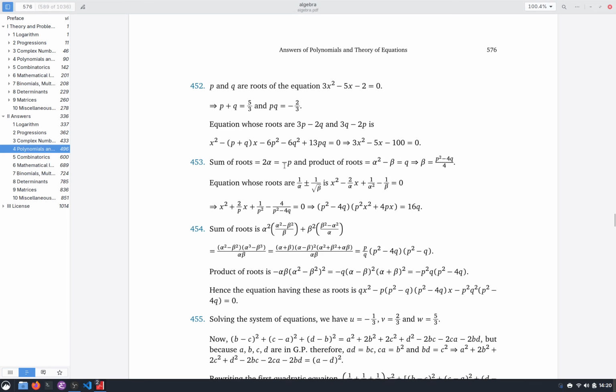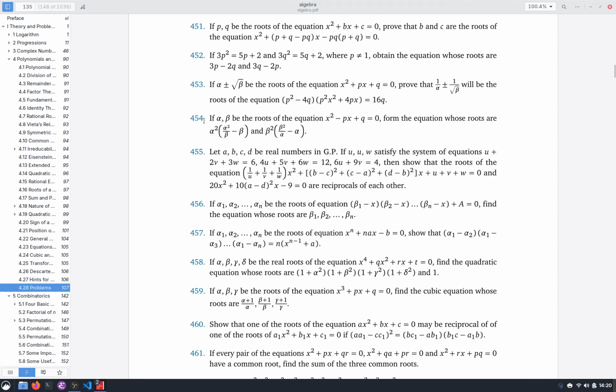The sum will be 2 alpha, that is equal to minus p. Then product will be alpha square minus beta is equal to q. We substitute the value of alpha from here, we get beta is equal to (p square minus 4q) by 4. Now the equation whose roots are 1 by alpha plus minus 1 by square root of beta would be x square minus 2 by alpha x, that is sum of roots, plus 1 by alpha square minus 1 by beta, that is product of roots, is equal to 0. Once we have this, we substitute the values of alpha and beta from what we have obtained, and we simplify, we get the desired equation.